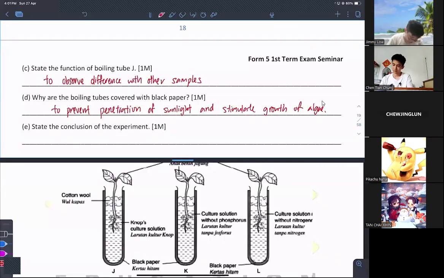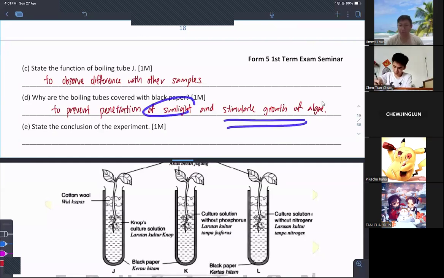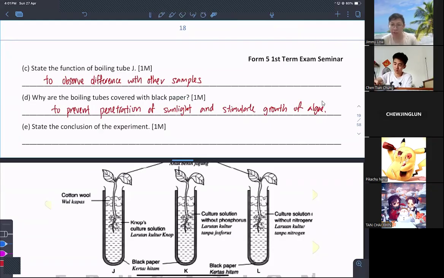Okay, so you see, to prevent penetration of sunlight and stimulate the growth of algae, because if sunlight got penetrate into your test tube, right, algae will start growing. When algae start growing, your experiment is not fair because algae is trying to compete the nutrition. That's not fair lah. Okay, so we put black paper because the sunlight cannot penetrate and stimulate the growth of algae. This one, somehow you have to take note lah.